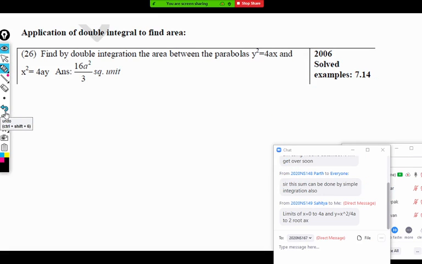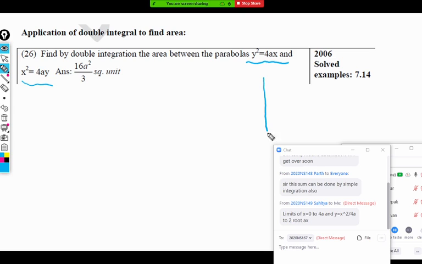The problem is we have to find the area between the parabolas. One is y square equal to 4ax, second is x square equal to 4ay. Yes, a few of you have already completed it, that's good. Okay, 149, whatever limits you gave are also correct. So let me see the curves first.